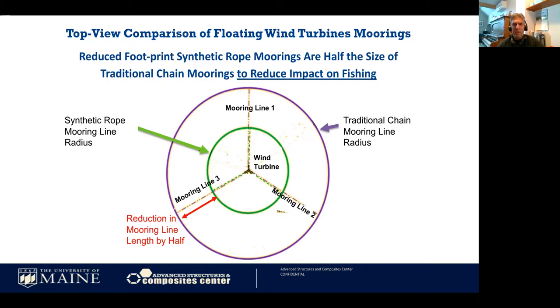But if we can look at this and determine how to do it, it can reduce this anchor circle by a factor of two. And you can see the comparison between the traditional chain mooring line radius, which is the purple circle, and the green circle, which shows the taut mooring circle that might be possible and might help relieve some of the issues with fishing and the impacts of taking up more of the seabed. So there's a reduction in the mooring line length by a half under the current research program that we're working on. And stay tuned for more of that, but that's just getting underway right now. Next slide, please.